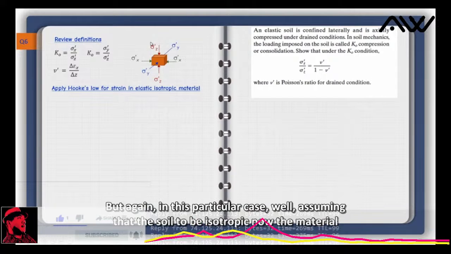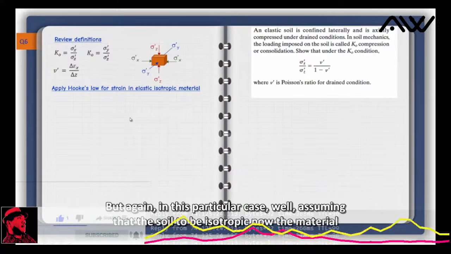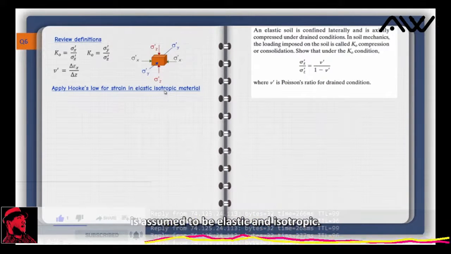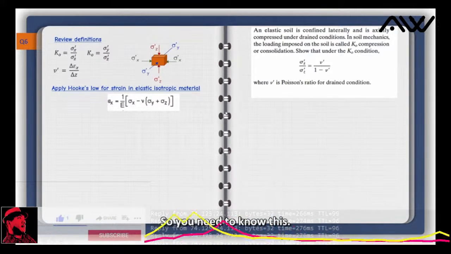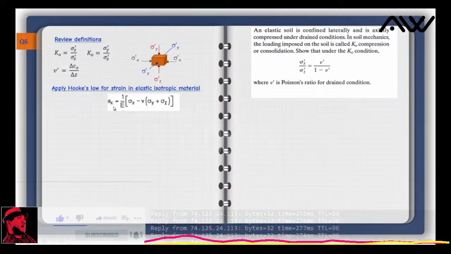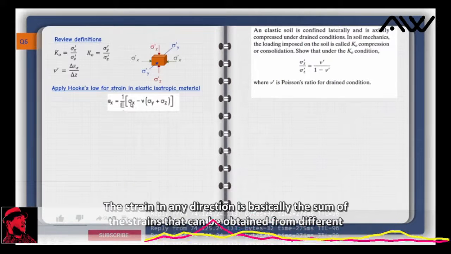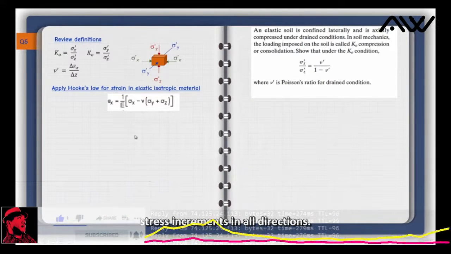The answer is yes. But again, in this particular case, we are assuming that the soil is isotropic. Now the material is assumed to be elastic and isotropic, so let us invoke this correlation for Hooke's law. You need to know this because this is quite basic. The strain in a direction is basically the sum of the strains that can be obtained from different stress increments in all directions.